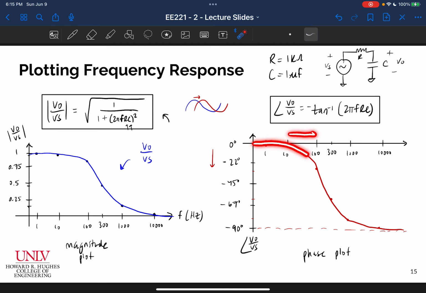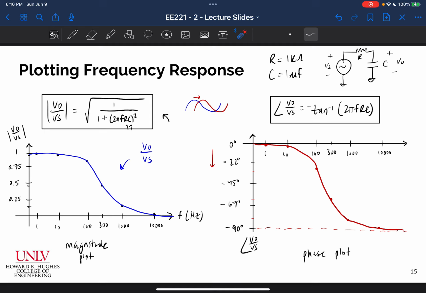As I increase the frequency, I'm seeing that my phase decreases, goes down and asymptotes at a value of negative 90 degrees, and my magnitude obviously asymptotes at a value of 0, it basically drops off. And so this right here is the frequency response that we are after, these two plots.